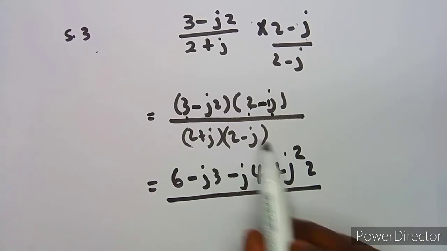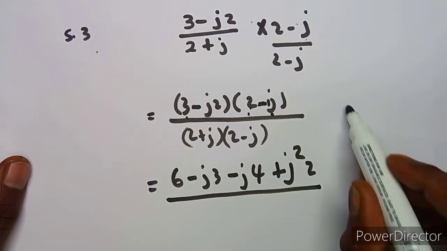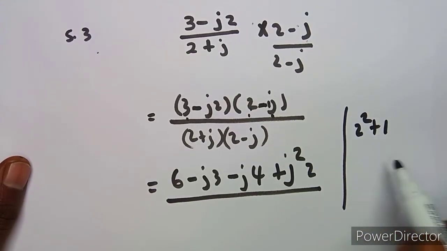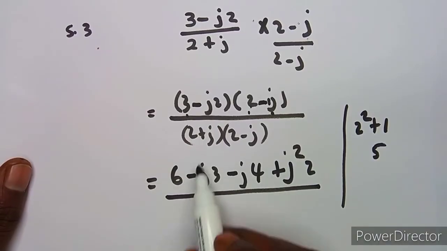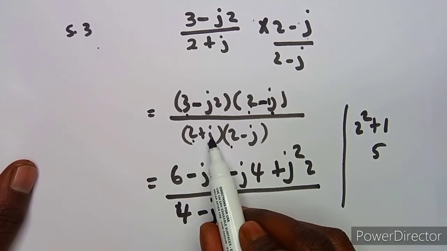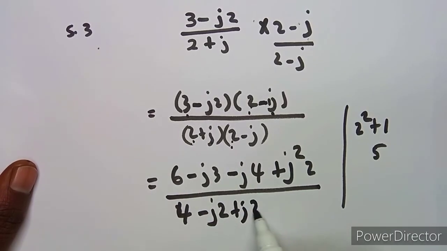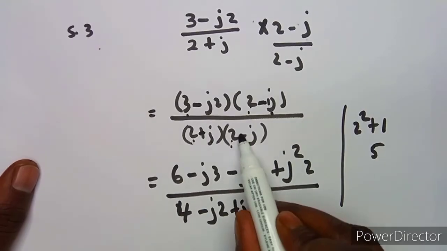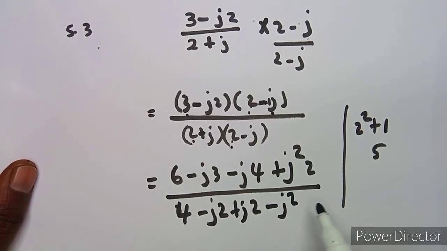Okay, so here we can apply the longer way, or you can just use this concept: that's going to be 2 squared plus 1, which is 5. Or you can apply the longer way, 2 times 2, it's 4. 2 times minus j2, which is minus j2. J times 2, which is j2, plus and minus, which is minus j squared, like that.